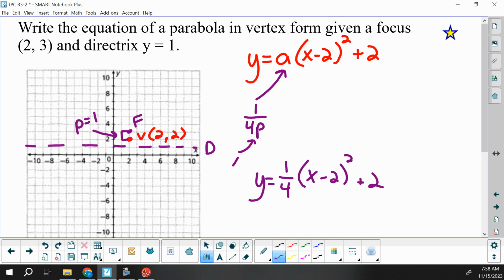We're not going to show the check for this one, but you could again graph it on a graphs page, menu, analyze graph, analyze conics, then select focus and then directrix to check and make sure that it matches what we have.